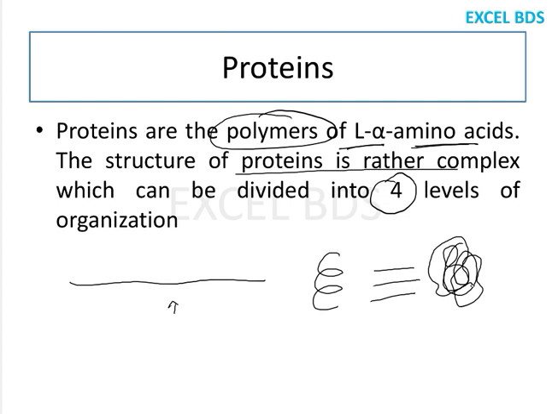So these are at different levels. They will undergo different stages of evolution to achieve the final thing, that is the function. To achieve the function, they have to attain some shape, and that shape is achieved by the organization at different levels. So we'll see one by one what they are.